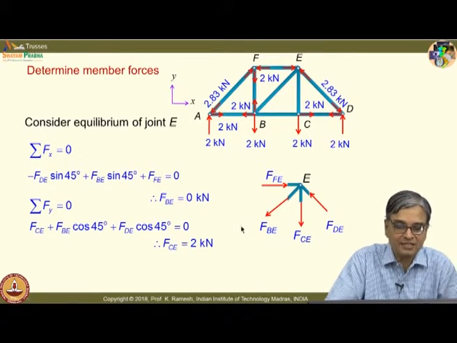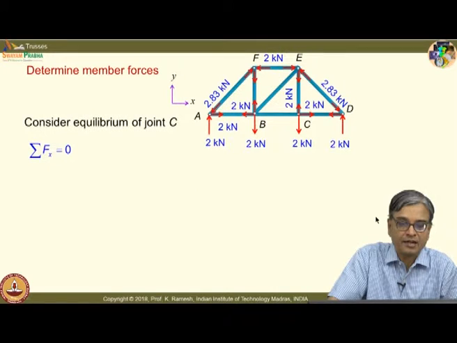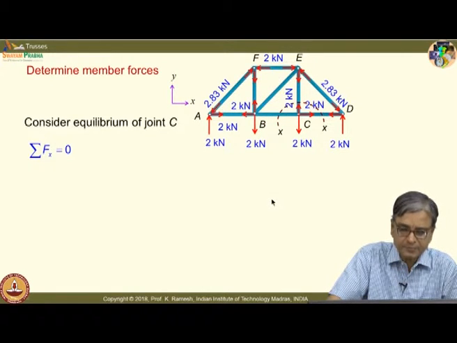So, I have this force FCE as 2 kilonewton, that is under tension, and I have also marked this force, and I have force on member BE as 0. Now, I have to go to joint B and solve the member force BC. Oh, I have taken the joint C. Both are equally possible. For my slide, I have taken joint C.